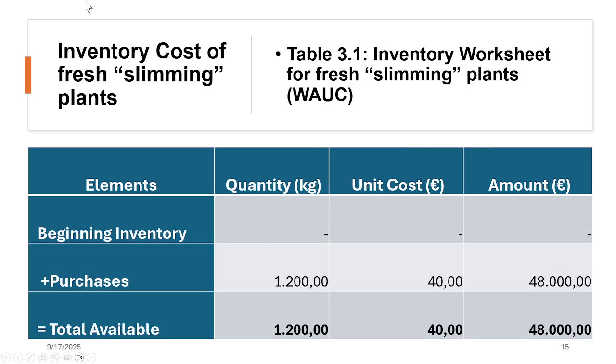So now we have table number 3.1. We have an inventory worksheet for the fresh slimming plant. But in fact, as I mentioned at the beginning, we don't have stock, so we can use the cost directly: 40 euro per kilogram. In the exam, you don't have to put the beginning inventory, but here I put 0 so you can see that.